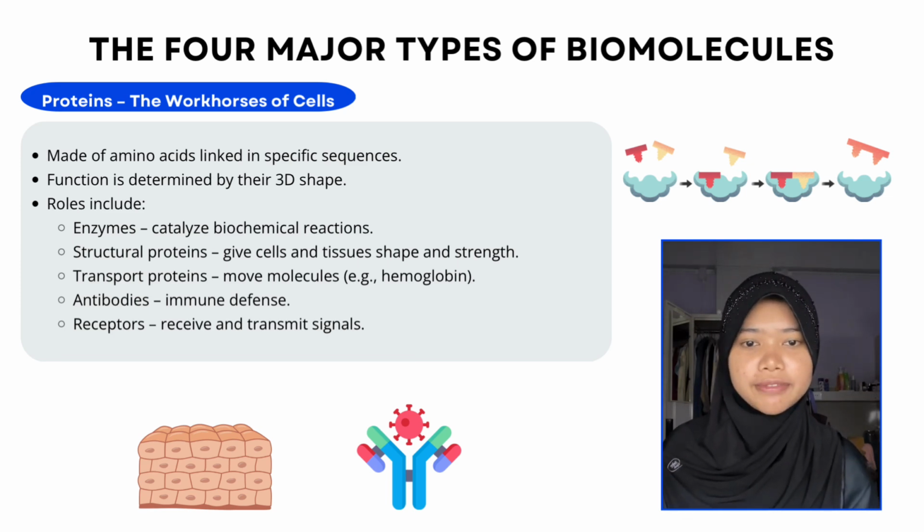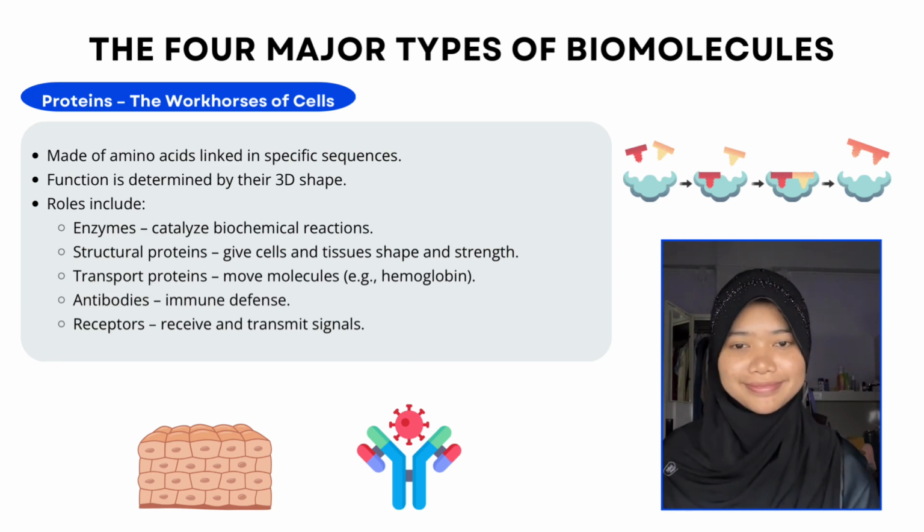Structural proteins give cells and tissues their shape and strength. Transport proteins move molecules, such as hemoglobin carrying oxygen. Antibodies are proteins that help with immune defense. And receptors are proteins that receive and transmit signals between cells.